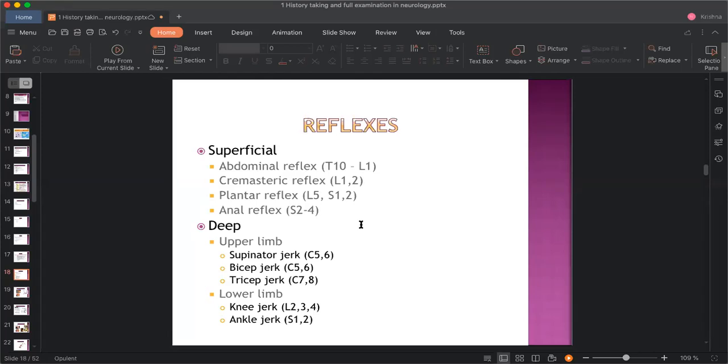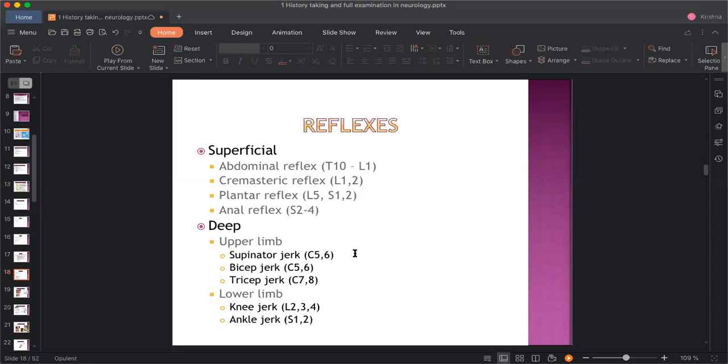Like abdominal reflex, the root value is T10 to L1, meaning T10, T11, T12 and L1. Cremasteric reflex, L1 and L2. Plantar reflex, L5, S1 and S2, and anal reflex, S2, S3 and S4. Regarding the deep reflexes, also known as deep tendon reflexes, in the upper limb we are concerned about 3 important reflexes, and in the lower limb 2. In the upper limb they are supinator jerk, the root value is C5 and C6, biceps jerk, C5 and C6 again, and triceps jerk, C7 and C8.